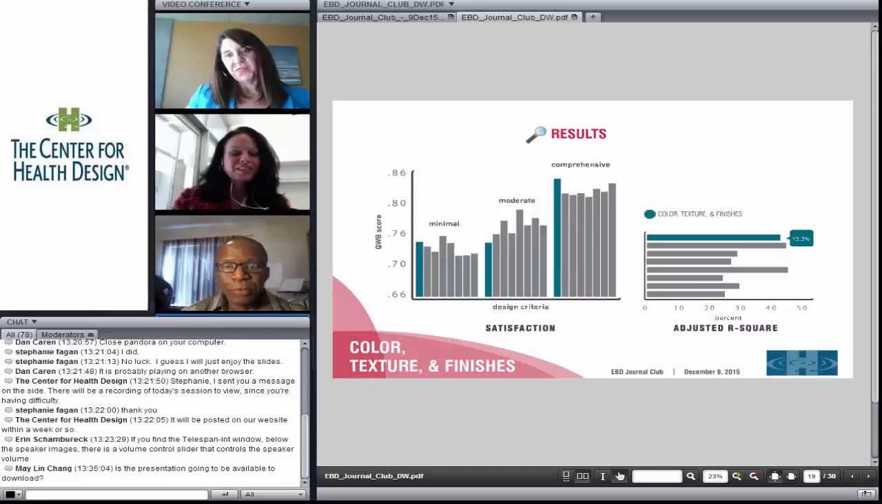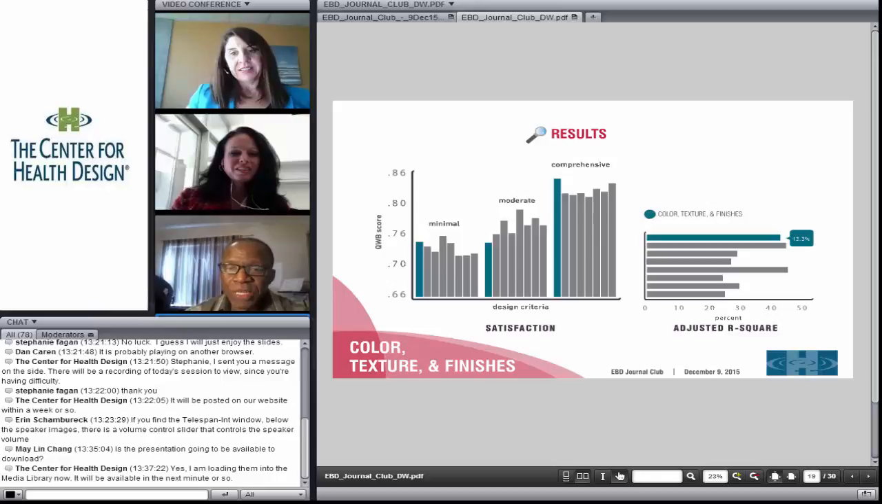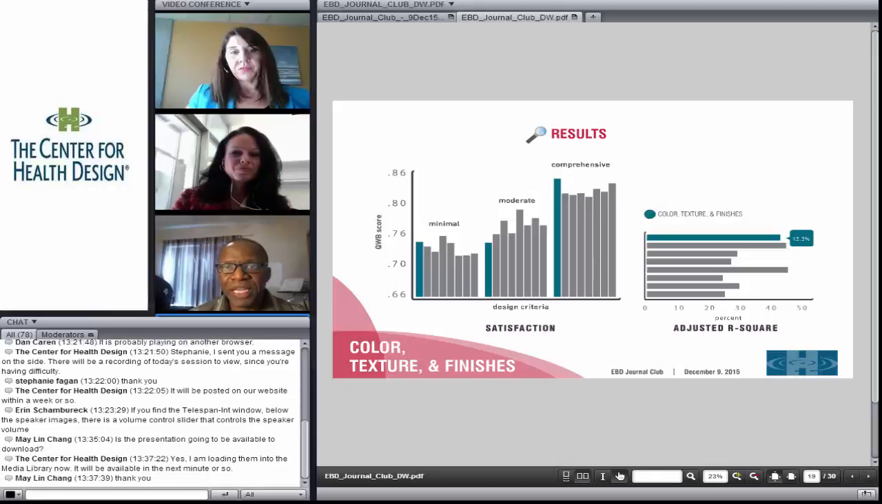Well, really quickly here, in the adjusted scores, we also looked at the adjusted R-square, where we were adjusting for color and texture across the three sites. The adjusted R-square is a measure of how much variance in the outcome variable is explained by the predictor or independent variable. Color and texture got 43.3%. It accounted for a huge amount of the variance.